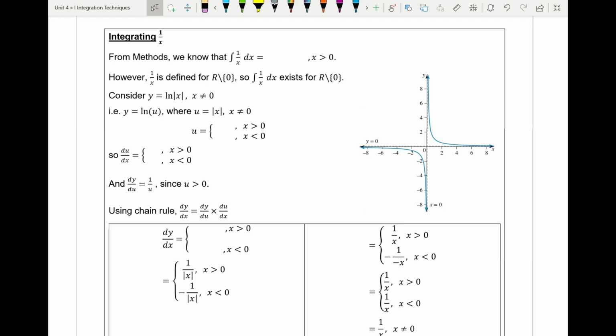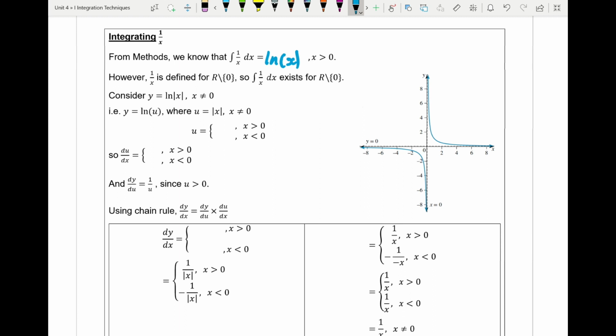In this video, we're looking at integrating 1 over x. From methods, we know that if we integrate 1 over x, we get the natural log of x, and x has to be strictly positive. However, 1 on x is defined for all real numbers, not including 0. So that integral also has to exist for all real numbers, not including 0. So we can't just look at only x bigger than 0, we have to also think about what happens when x is less than 0.